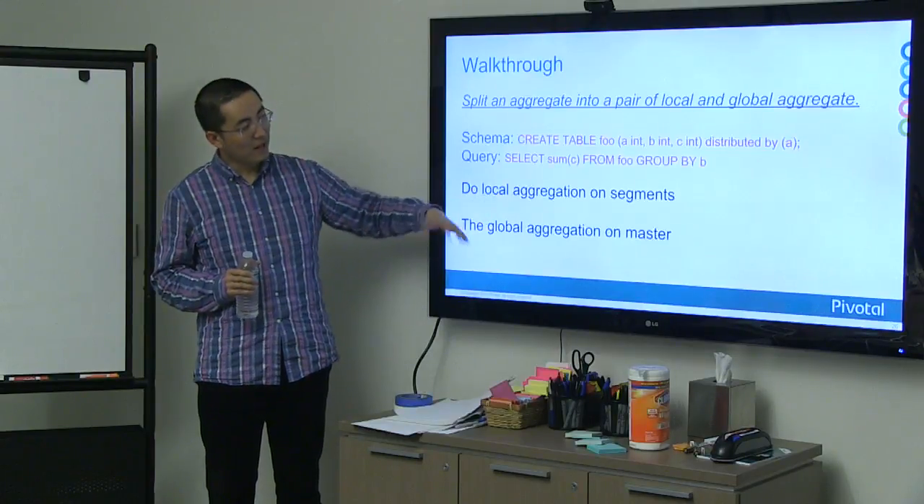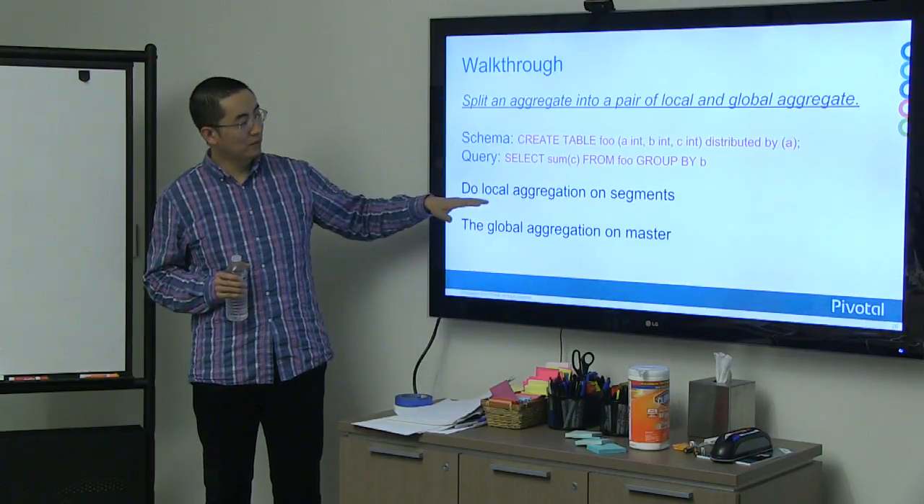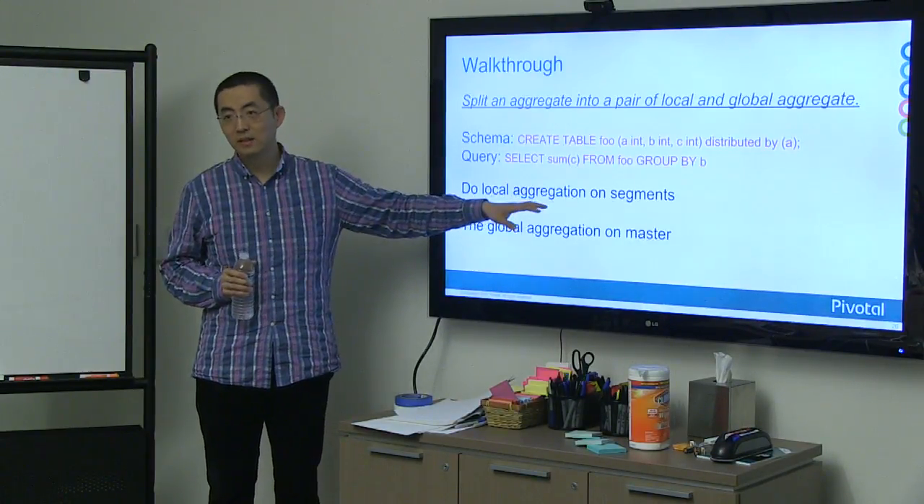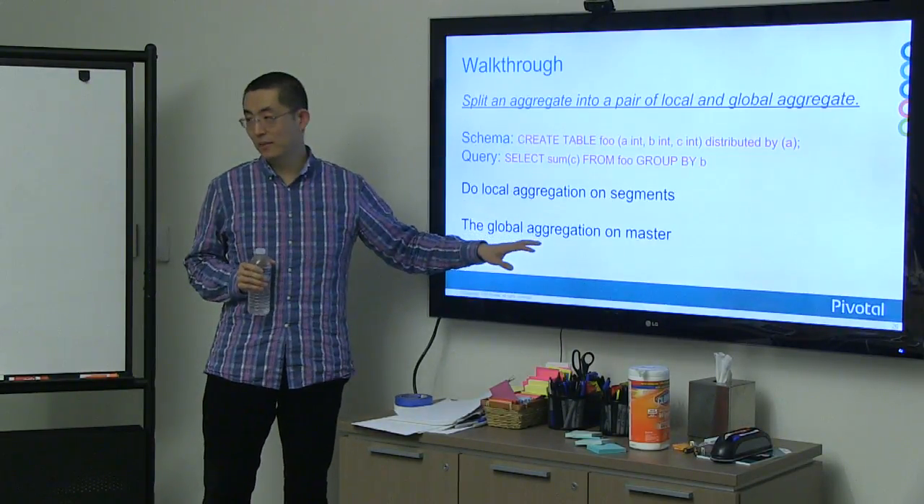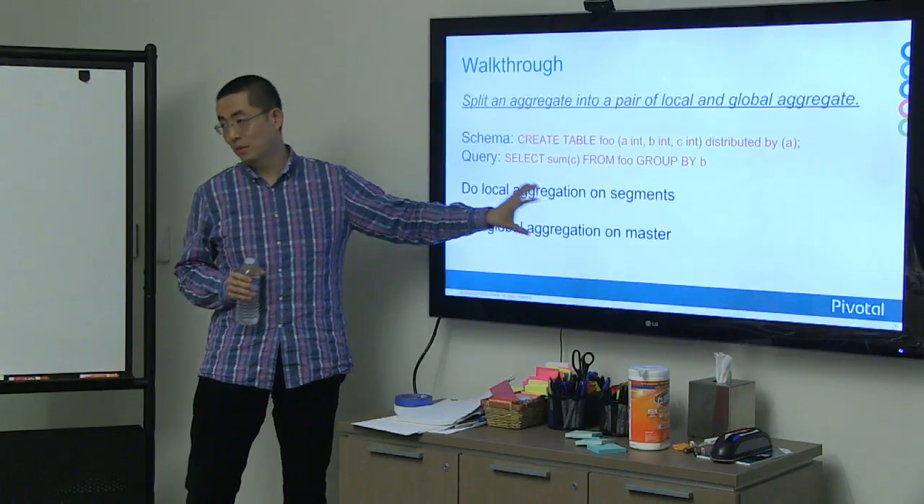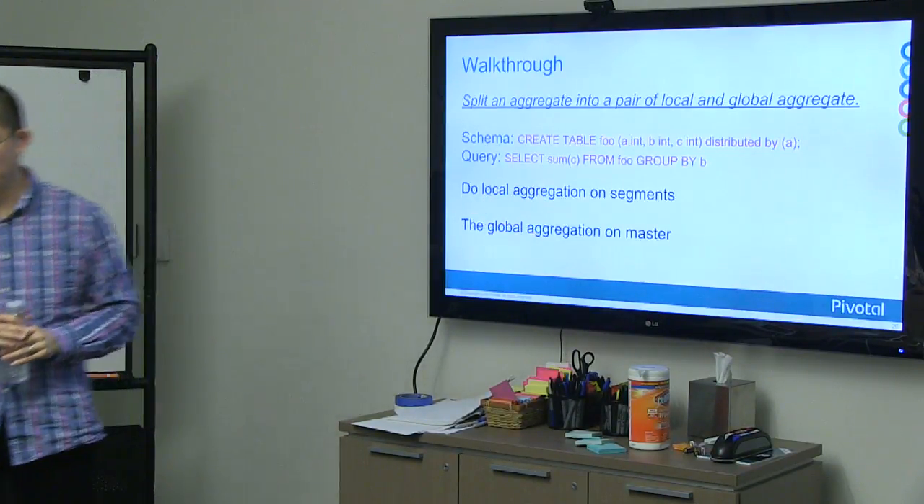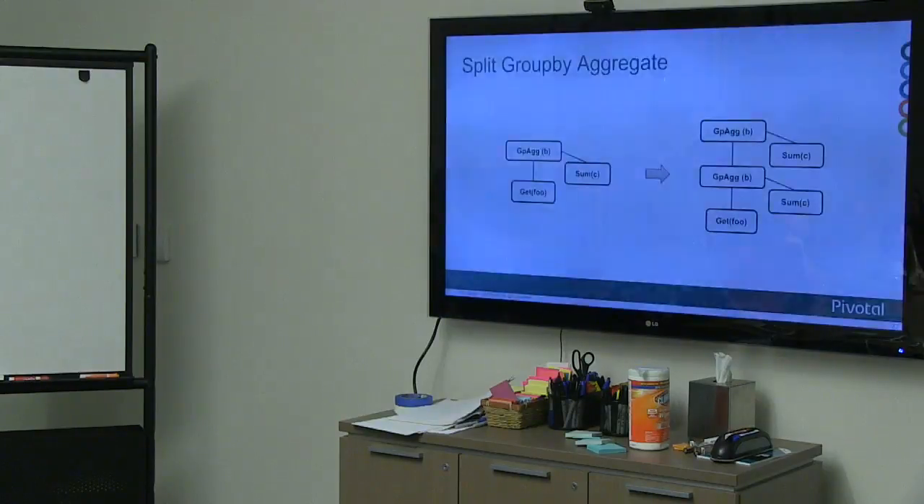The general idea behind it is that if we can do all the local aggregates on the segments, which dramatically reduces the rows, and then we do the global aggregation on the master, then the speed will be optimal for this setting.